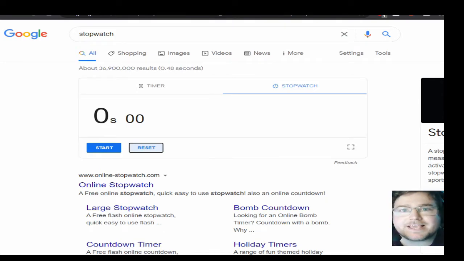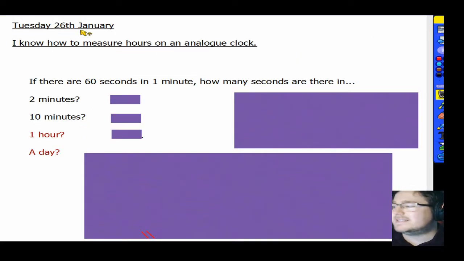But before we do that, let's do today's lesson. Tuesday, the 26th of January. I know how to measure hours on an analog clock. But before we do that, let's have a little challenge. And it really, really is a challenge this morning.